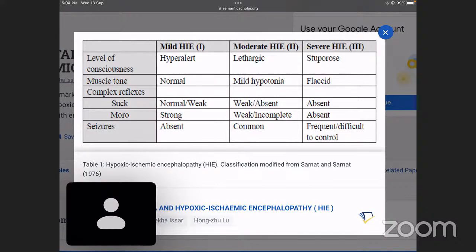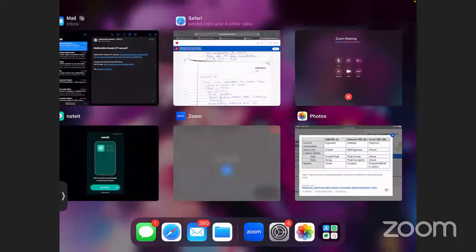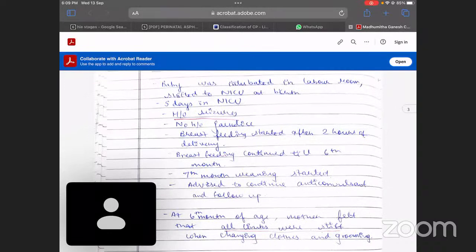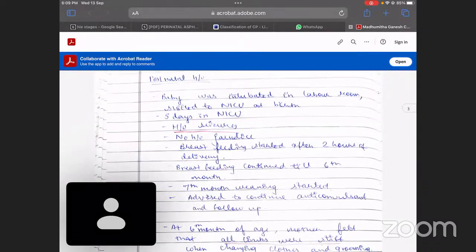So I'll move on to postnatal history. The baby was intubated in the labor room and shifted to NICU at birth. The mother was not aware about the intubation, so we had to ask the faculty over there. There is 5 days of NICU.